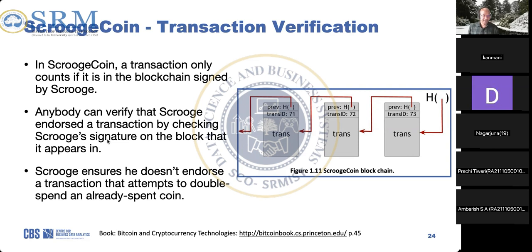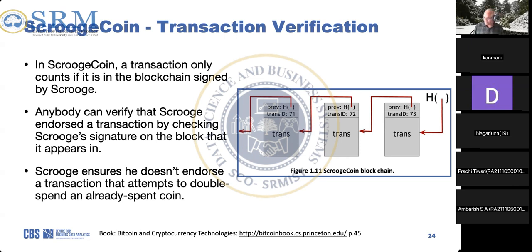Anybody can verify that Scrooge endorses the transaction by checking Scrooge's signature. And how do they believe? Each block is signed by Scrooge's signature, and people will believe Scrooge because he is the custodian of the currency, like a bank or like the Reserve Bank of India. So if he says valid, then it is valid.